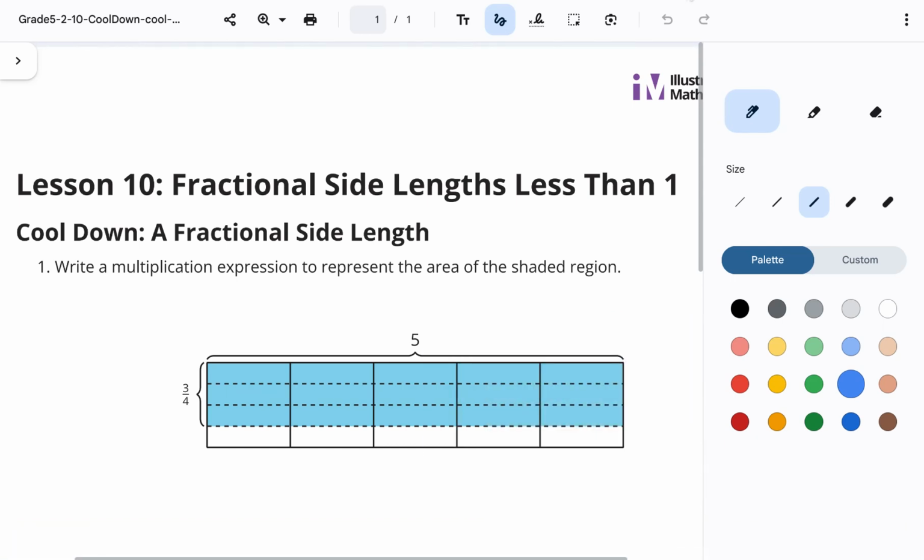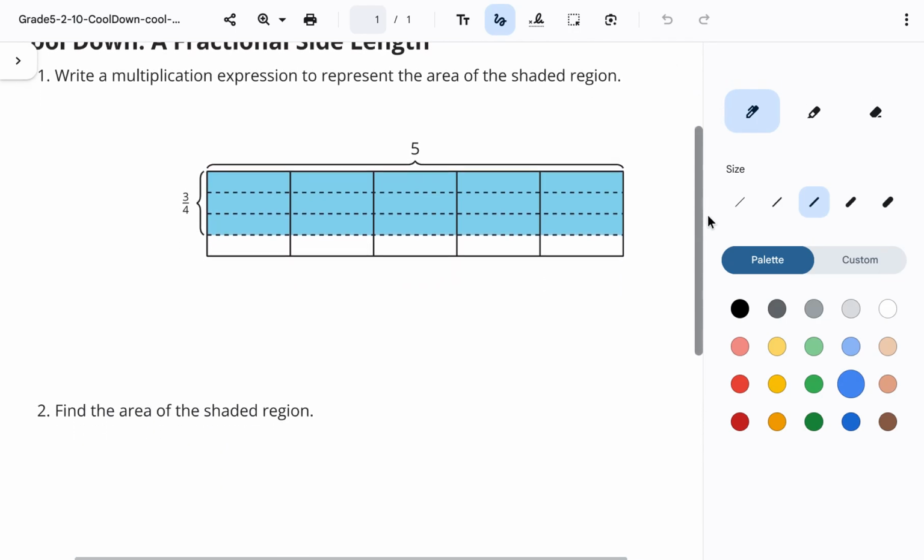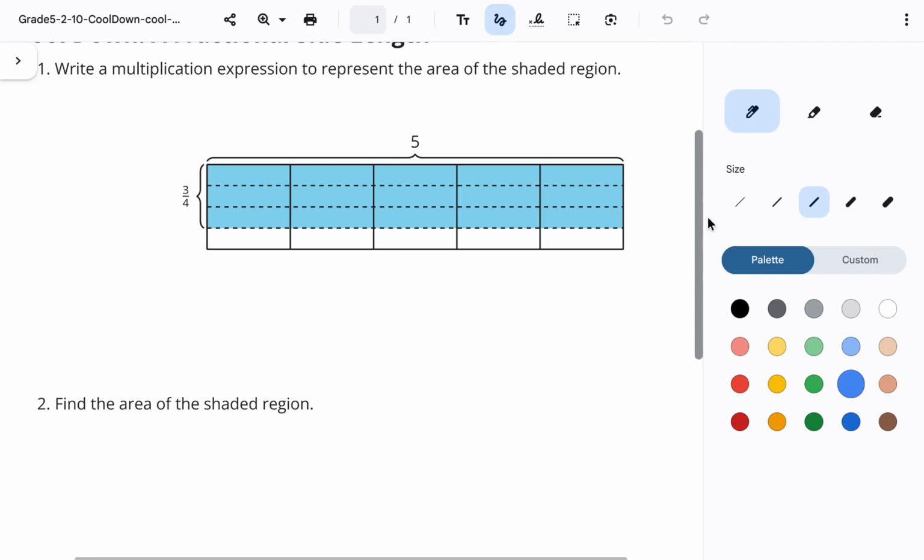Good morning, mathematicians. We are looking at our lesson 10, fractional side lengths less than 1. This is our cool down for thinking about our side lengths. Now notice we have one diagram, but in number 1 we are asked to create a multiplication expression, and in number 2 we're actually asked to find the answer, which another way to say that is to find the area. Right? Now let's go ahead and begin.